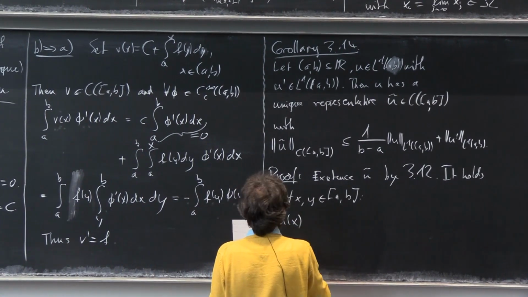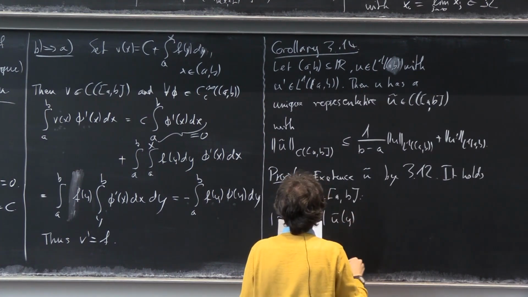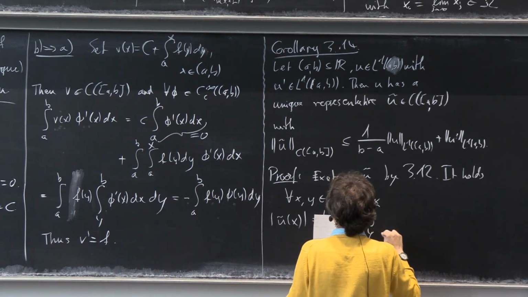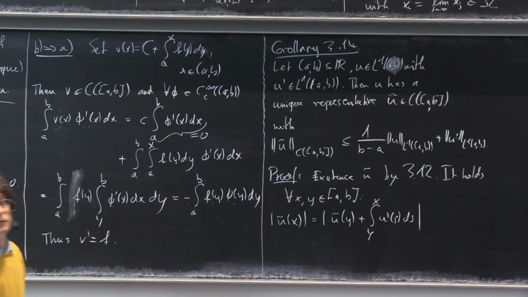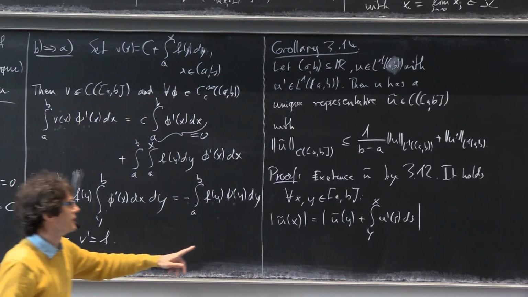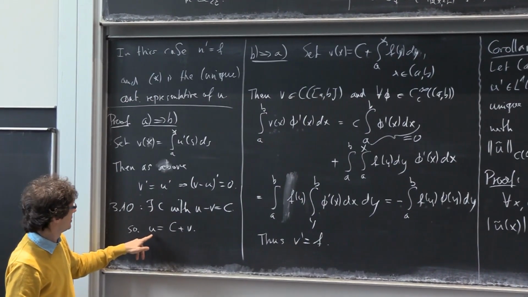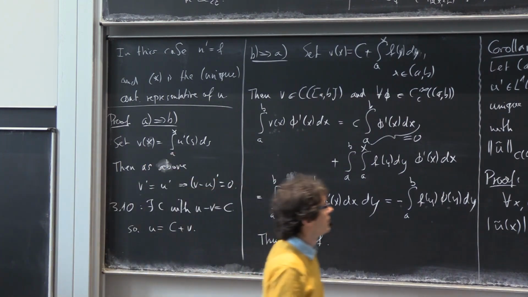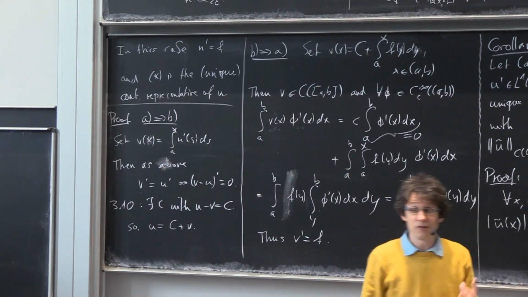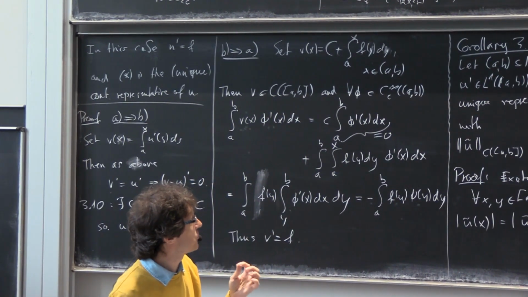we get that U tilde of x is U tilde of y plus the integral from y to x of U prime of s ds. You could ask, why does he know that the constant is this value? Because we know that the constant is just the difference between the value of the function and this integral. And this is okay. I told you to be cautious.